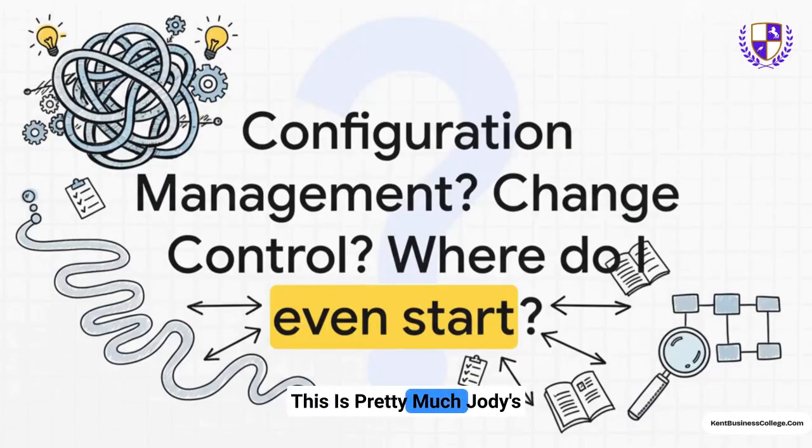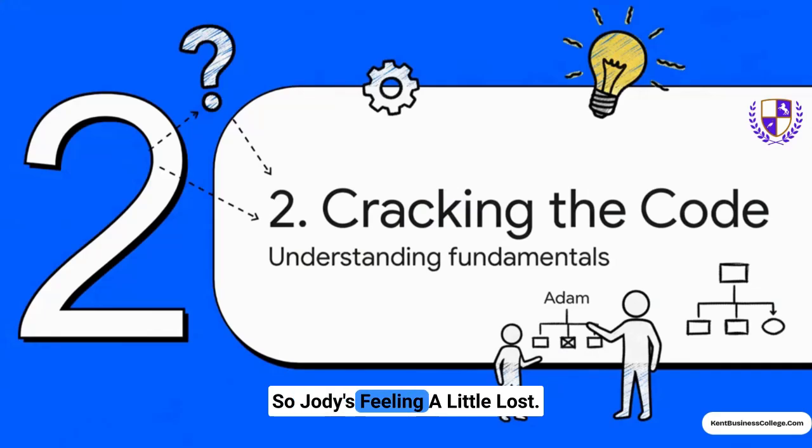This is pretty much Jody's immediate thought. And let's be honest, it's a feeling a lot of us have had, right? You see these terms in your apprenticeship standard and you just think, what are they really? Like, what do they actually mean and how am I supposed to start doing this stuff? It can feel totally overwhelming, but that's exactly why we're gonna break it all down. So Jody's feeling a little lost. And what does a smart apprentice do? They ask for help. So she goes to her mentor, Adam.